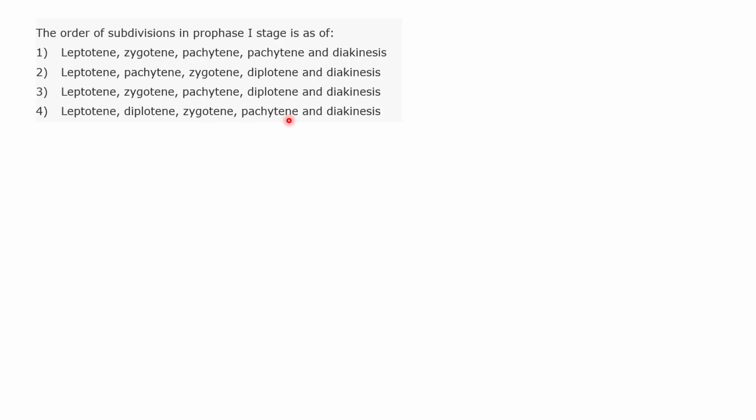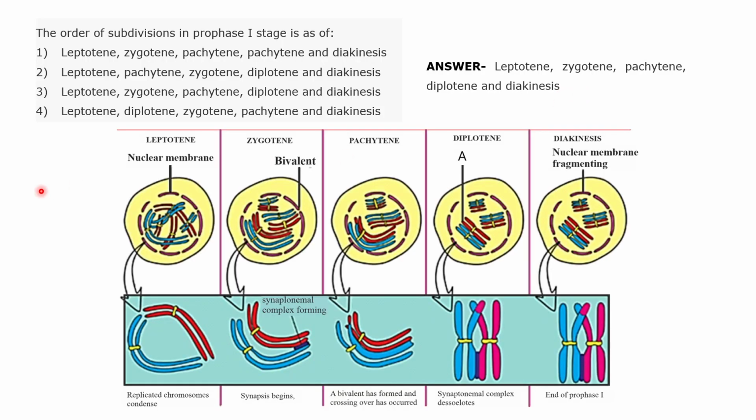I will just give you the answer. The answer to this question is option number 3: leptotene, zygotene, pachytene, diplotene and diakinesis. This is the prophase 1 stage. You can see that it starts with the leptotene stage, in which the nuclear membrane is intact.